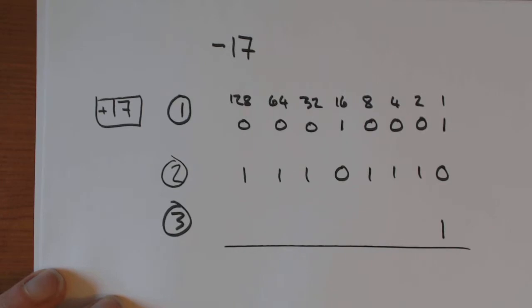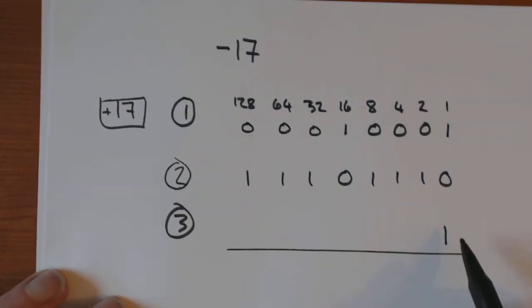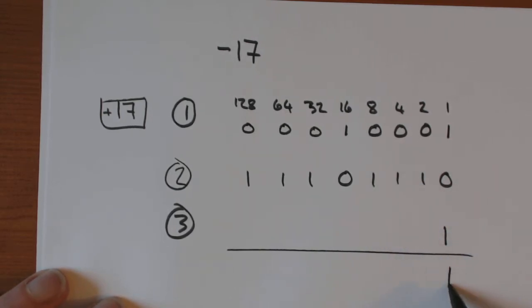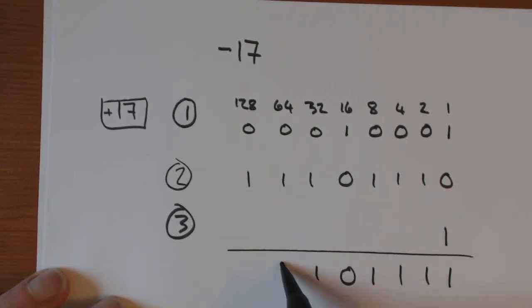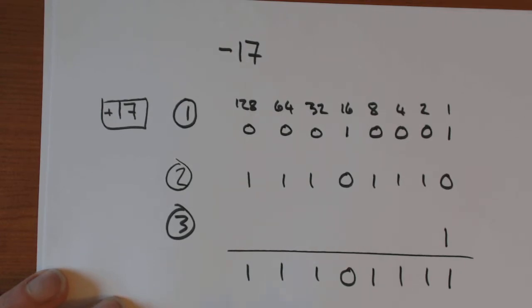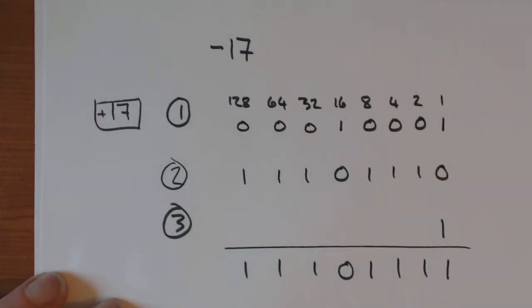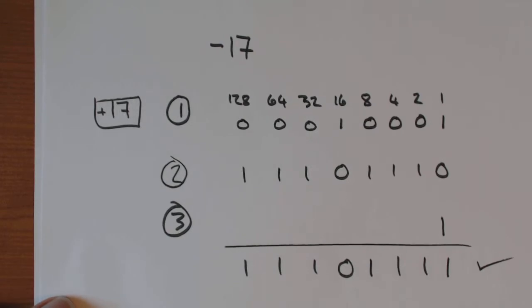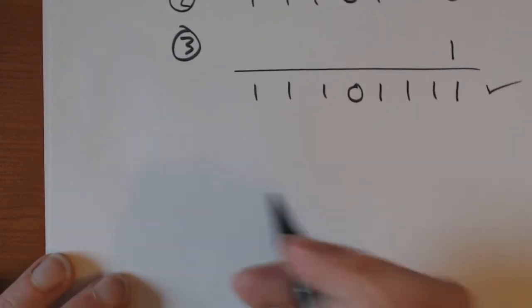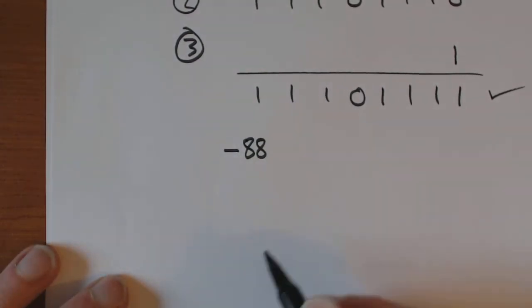So, if we add 1 to a 0, you get a 1, then 1, 1, 1, 0, 1, 1, 1. And that's your answer to the 2's complement of minus 17. That was quite a simple one. Now the next one we'll do is we'll find the 2's complement, the exact same way, of minus 88.